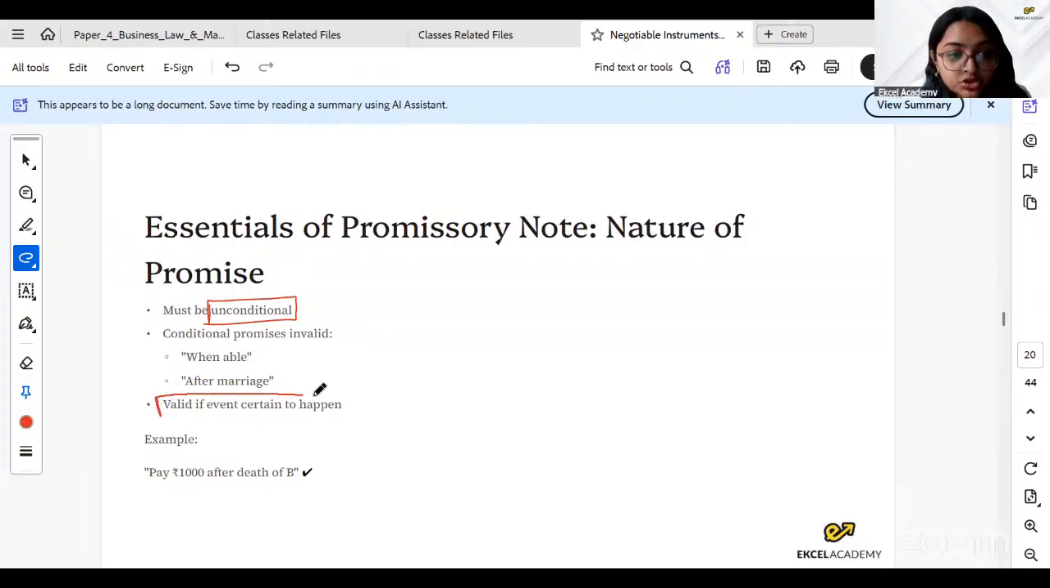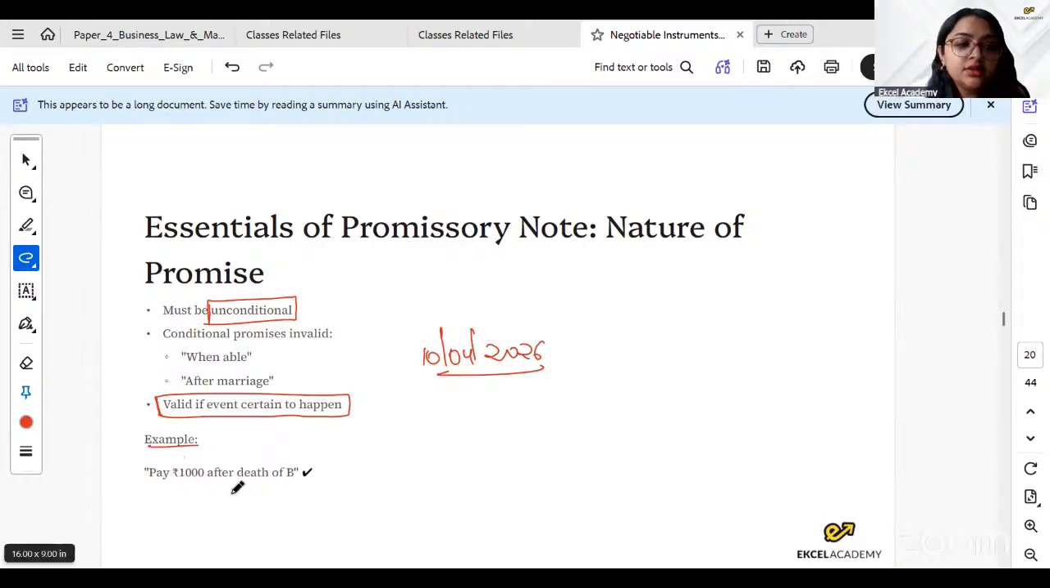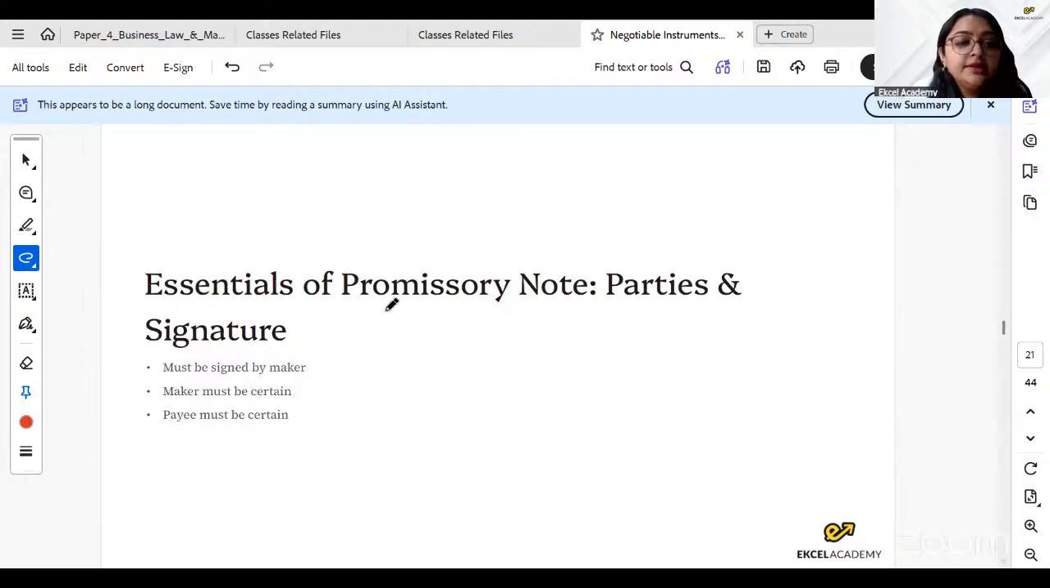Okay, but if you are sure, after marriage, but you are sure the marriage is fixed on say 10th of April, right? Then it is okay, because you are 100% sure that the event is going to happen. Okay, pay 1,000 after the death of B.